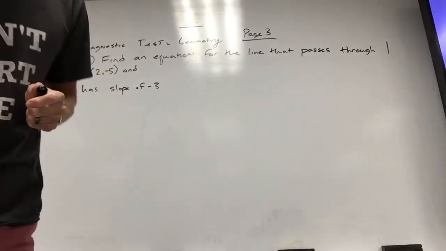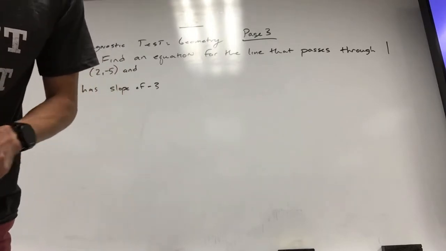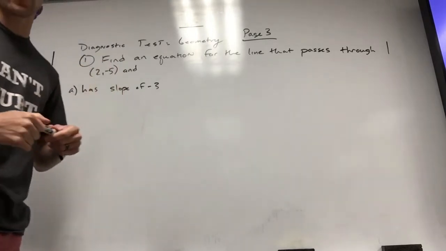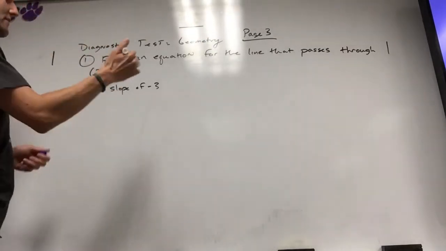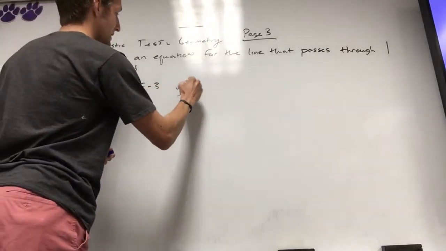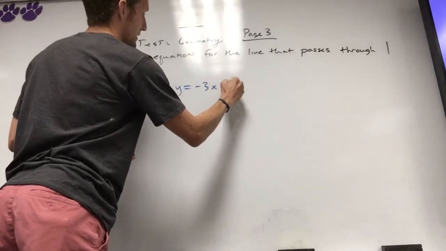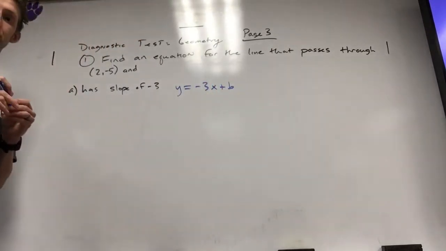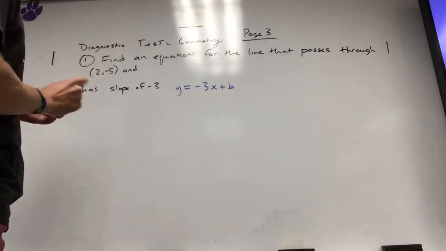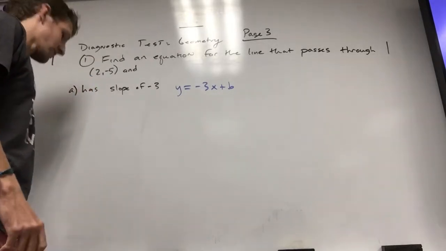Find an equation for the line that passes through the point (2, -5) and has a slope of -3. All right, slope of -3 means y equals -3x plus b. Let's see how that shows up. That looks good. You might have to somehow make your screen bigger, but I think we can make it work. It's a learning curve for all of us.